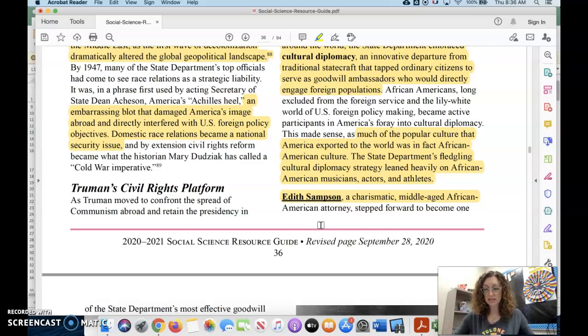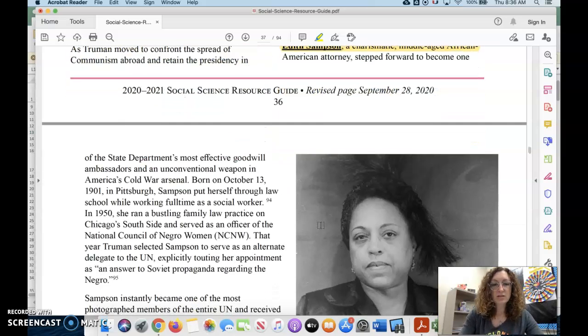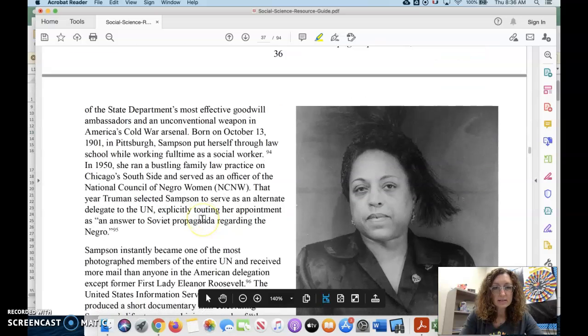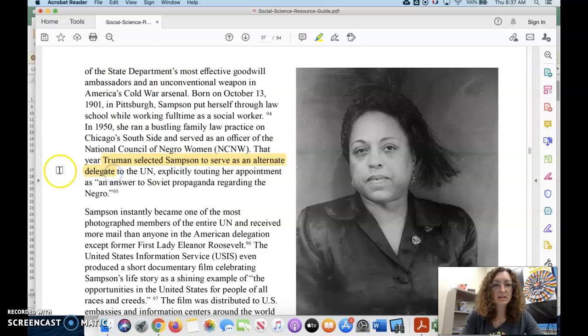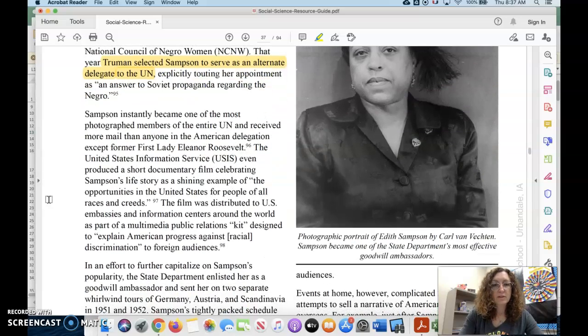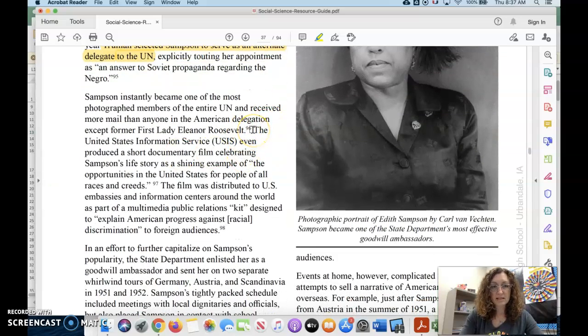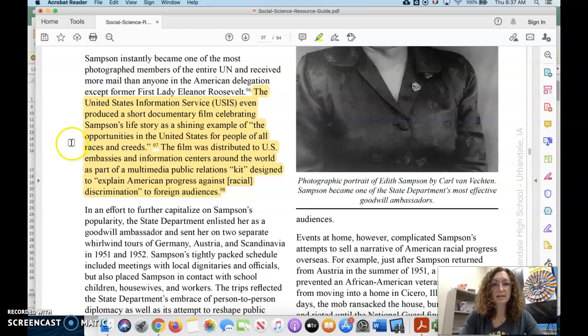So Edith Sampson is the person chosen to be one of the ambassadors to the UN. Truman selected Sampson to serve as an alternate delegate to the United Nations. If you remember, Truman has created the U.S. Information Service. This is the first time that propaganda has been made legal in the United States. And so part of the job of the U.S. Information Service was distributing kits of information about the United States to its other diplomats.